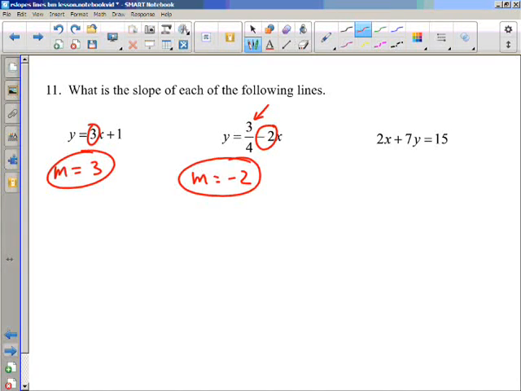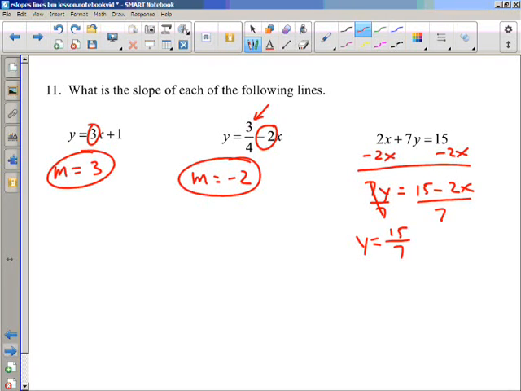And now this one, just like the previous benchmark, you had to solve for variables. In this case, we need to solve for y. Do not assume 2 is the slope just because it's the coefficient of x. You must be in y equals form. We get there by subtracting 2x from both sides and then dividing by 7. Y equals a y-intercept of 15 over 7. It doesn't have an x by it, so that's our y-intercept. And then minus 2 over 7x, that's our slope.